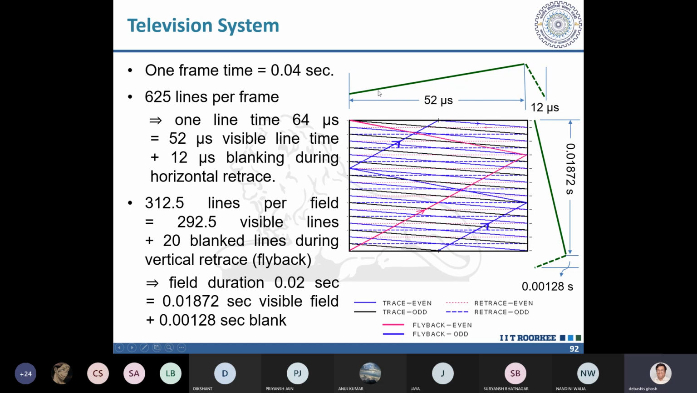So for 52 microseconds, when the magnetic field is increasing in one direction, then the line will be traced from one end to the other end. The deflection of the electron beam will be from left to right for 52 microseconds. Then for the next 12 microseconds, you have to allow that time for the scan to retrace back. During that time you do the blanking. There will be no picking up of the signal. The signal will be blanked, because that time we have the horizontal retrace.